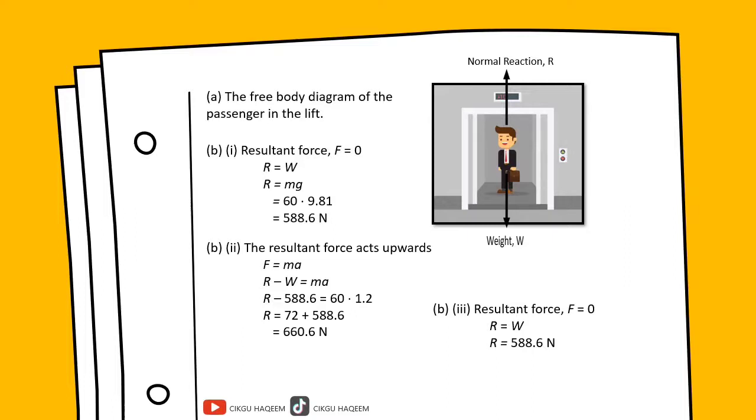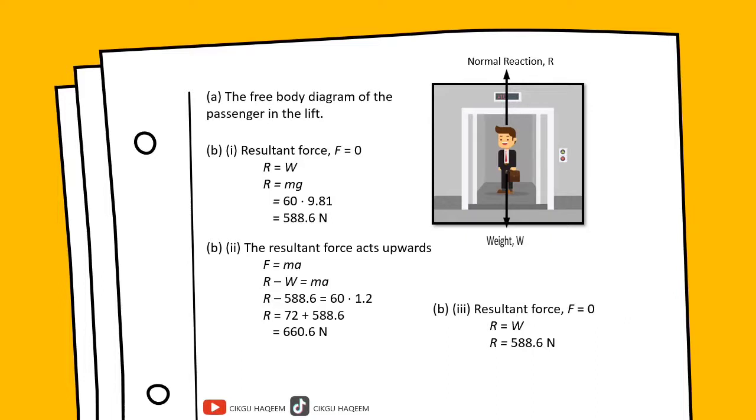So substitute the value: R minus the weight, which is 588.6 Newton, is equal to MA, which is 60 kg times 1.2 m s^-2, the acceleration of the lift. And then we got R is equal to 72 plus 588.6 Newton, and the answer is 660.6 Newton. So this is the force exerted by the normal reaction.